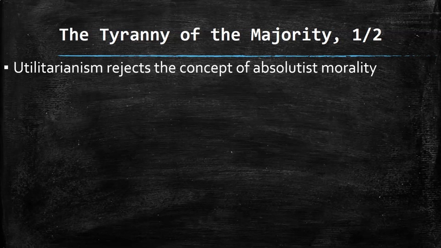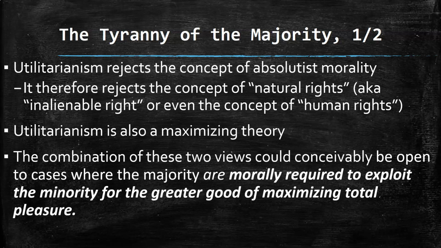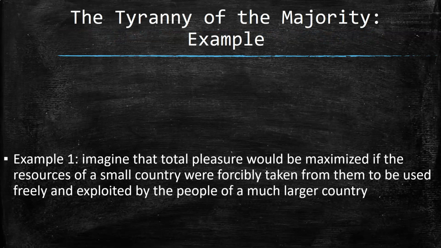Other things here. Tyranny of the majority. This says that there's no absolute morality, right? So there's no natural rights. There's no inalienable rights. There's no human rights. We're looking for the greatest good. So it's going to say that not only should we do some awful things, not only are they permissible, but they're required. So what are some examples? Look at this.